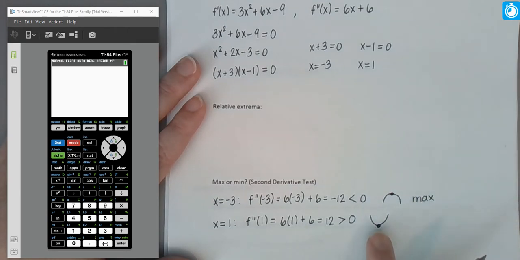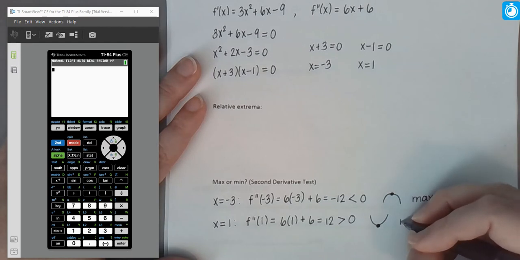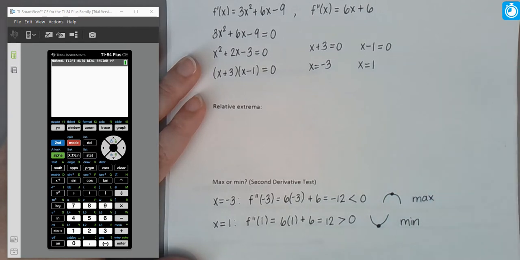So that means the critical value at that location where we're concave up represents the location for a minimum. It's the lowest point based on the shape of the graph at that location. So those are going to be the locations for my extreme values, but what are the extreme values?